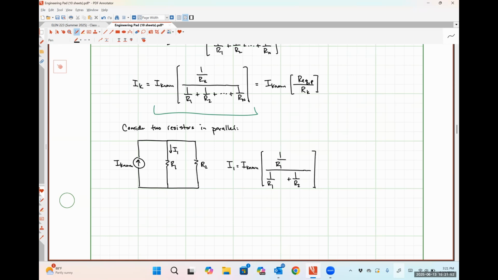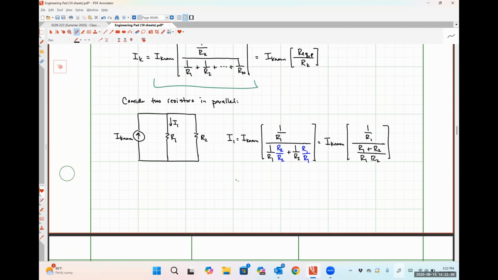So I can manipulate this very similar to how we defined two resistors in parallel, by multiplying this factor of 1 over R1 by R2 over R2 and multiplying this factor of 1 over R2 by R1 over R1. And so that winds up giving me I known times 1 over R1 divided by R1 plus R2 over R1 times R2. Okay.